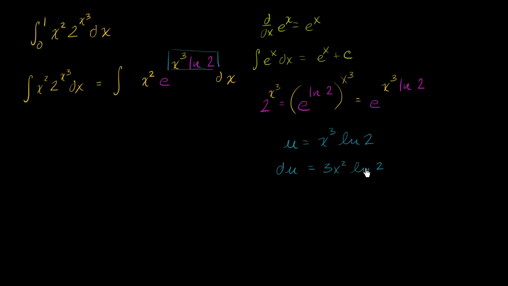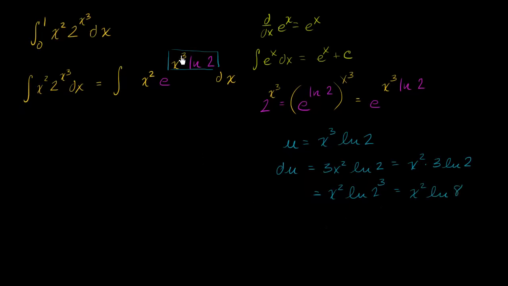And we can actually just change the order we're multiplying a little bit. We could say that this is the same thing as x squared times 3 natural log of 2, which is the same thing, just using logarithm properties, as x squared times the natural log of 2 to the third power. 3 natural log of 2 is the same thing as the natural log of 2 to the third power. So this is equal to x squared times the natural log of 8.